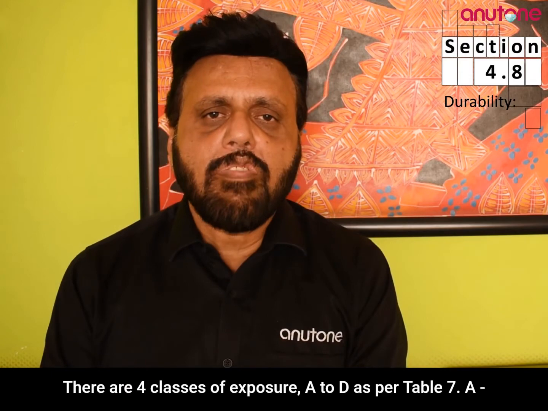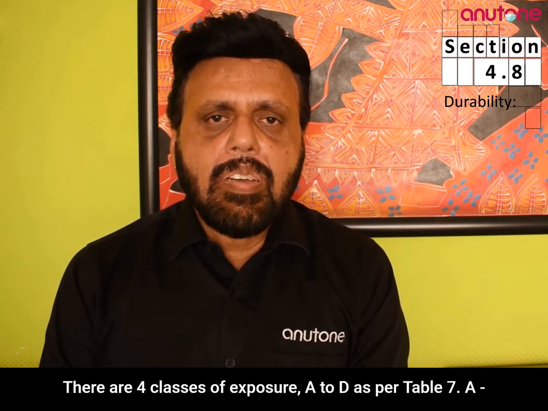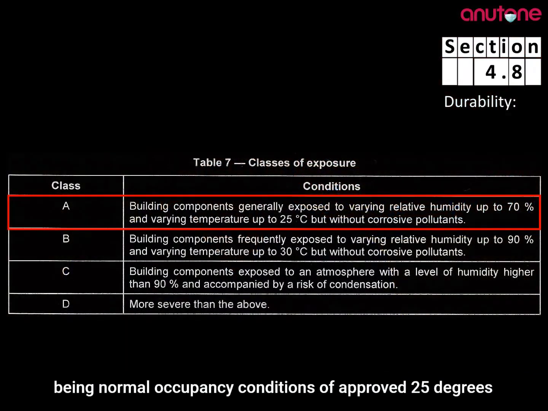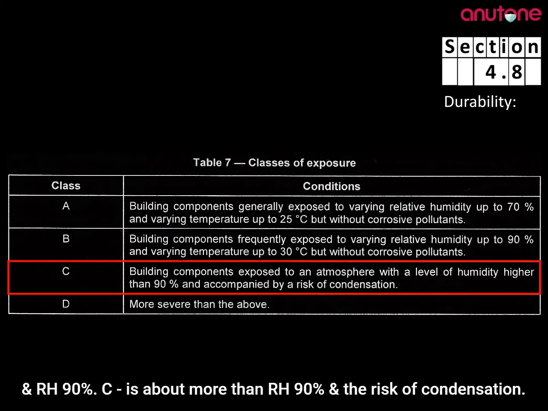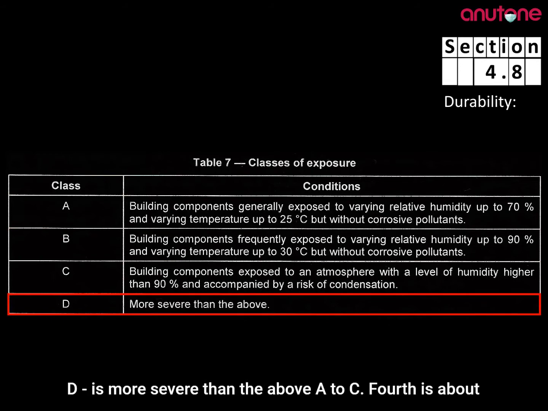Third is about the classification of ceiling exposure conditions. There are 4 classes of exposure, A to D, as per table 7. A is normal occupancy conditions of up to 25 degrees centigrade and RH 70. B is higher, up to 30 degrees centigrade and RH 90. C is more than RH 90 and the risk of condensation. D is more severe than the above A to C.